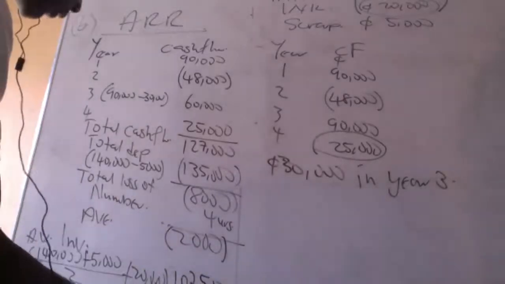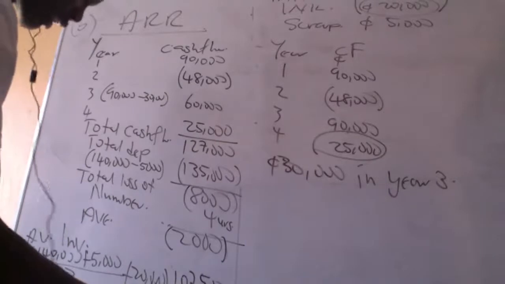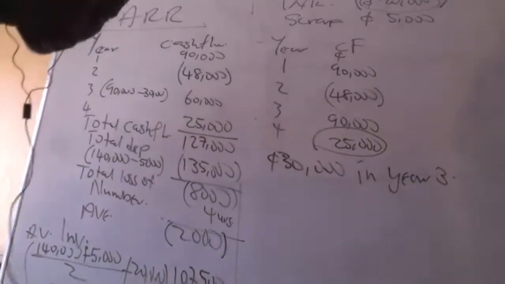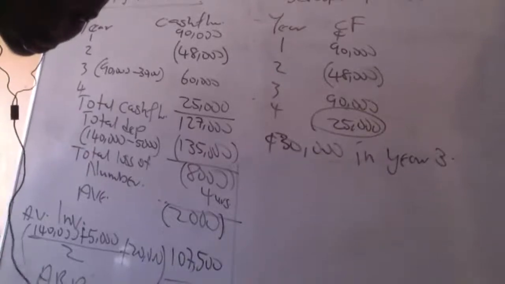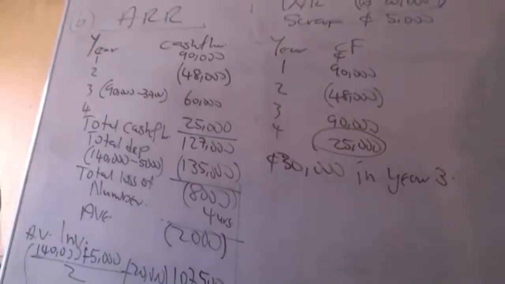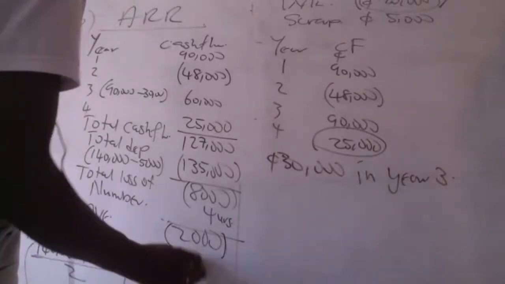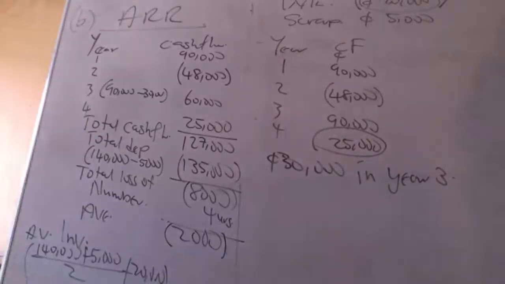1.9%. So negative 1.9%. I'm sure that in exams, hey, I copied the wrong solution. The average investment. Now let's see.